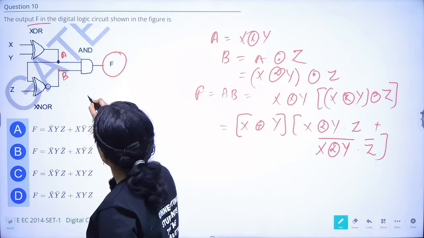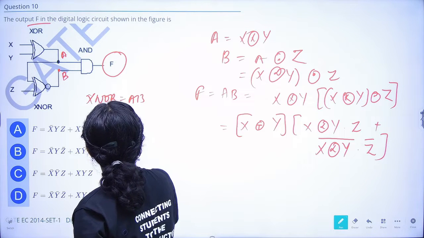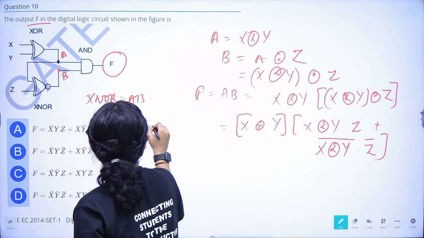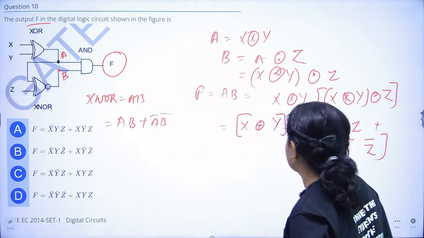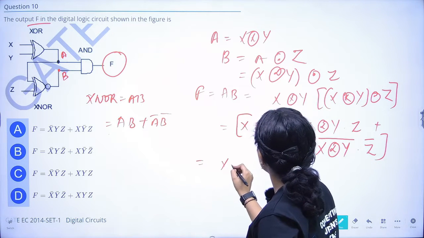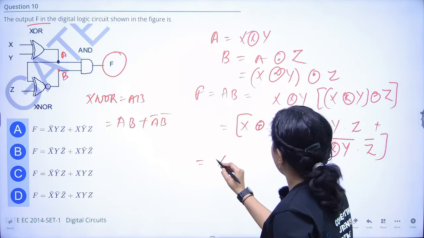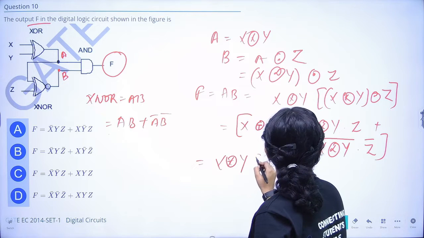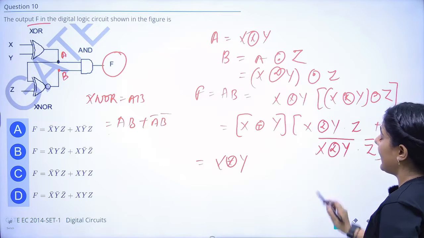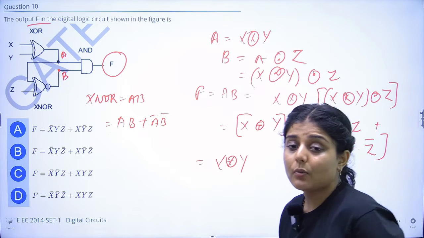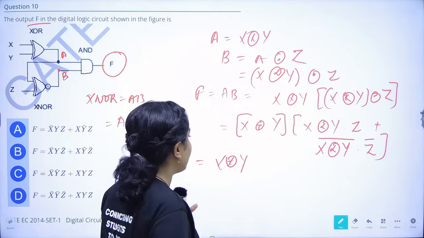Suppose the inputs of the XNOR are A and B, how can we write the expression? It is AB plus A bar B bar. I have written it in the first slide. So let's open it. That A is nothing but X XOR Y. If I open this bracket, this X XOR Y will be multiplied with X XOR Y only. I have told you A into A is equal to A while writing Boolean expressions.